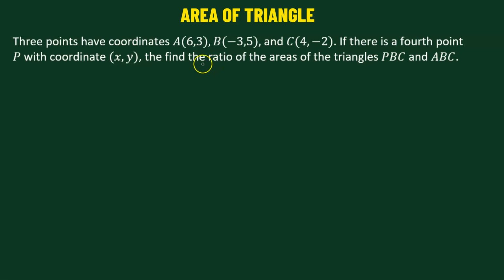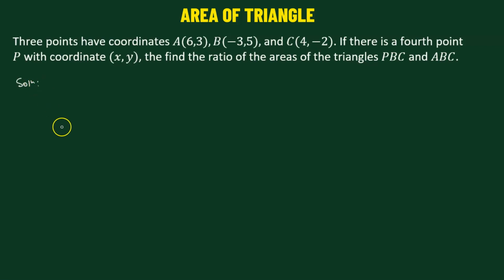So here in this problem, we are provided with 3 points A, B, and C, and the coordinates are given. There is a fourth point P, and its coordinate is x, y. Now, using this information, we need to find out the ratio of the areas of the triangle PBC and ABC. Let's first try to understand the problem graphically.